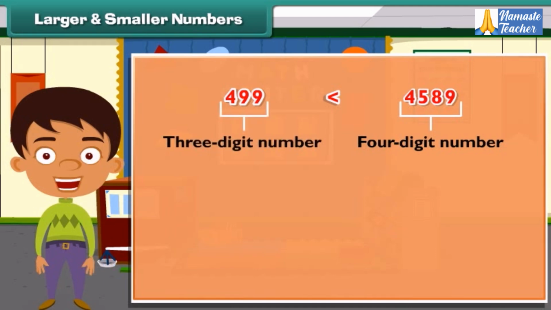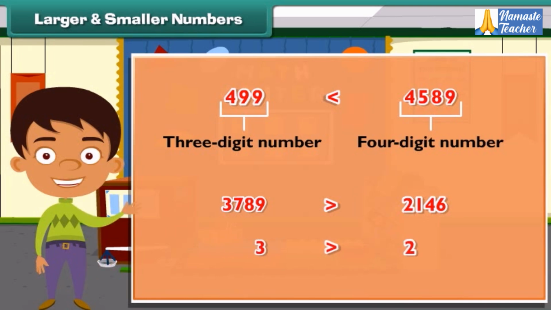Now let us compare two numbers with the same number of digits. For example, 3789 and 2146. 3789 is larger than 2146 because 3 is greater than 2 even though the place value of both the digits is the same.